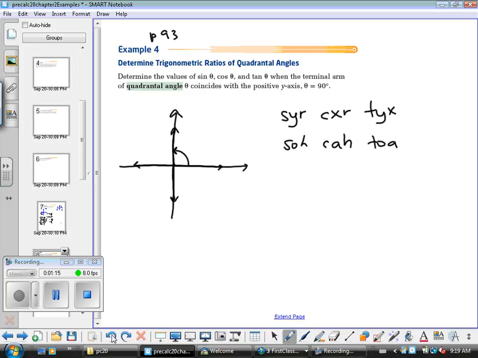The reason we can't draw a triangle is that, since our terminal arm coincides with the y-axis, our r and our y are actually going to be the same. So we don't have 3 sides to make up a triangle.